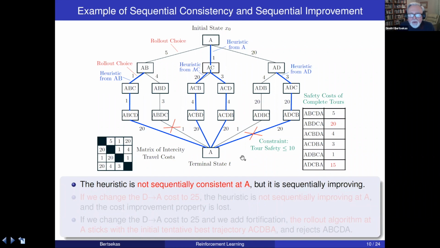Let's look at the issues of sequential consistency and sequential improvement. Okay, is the heuristic sequentially consistent at A? It's not, and why is that? Somebody? Why is it that this heuristic is not sequentially consistent at A? At A, it generates this trajectory. Once it goes through the first step, it generates a different trajectory. Well, that violates sequential consistency.